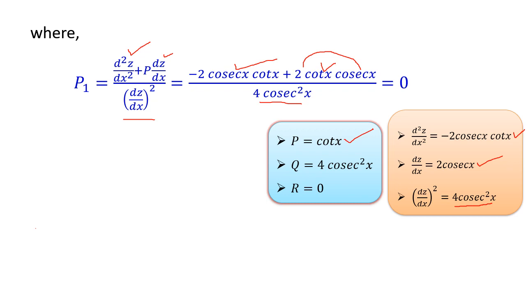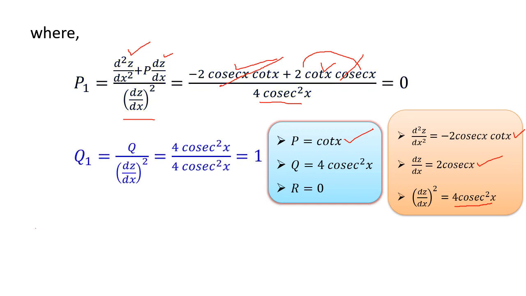Now observe carefully the numerator. The first term in the numerator is minus 2 cosecant x into cot x. And this is plus 2 cosecant x into cot x. Therefore, these two terms get cancelled in the numerator. Therefore, the answer is 0.